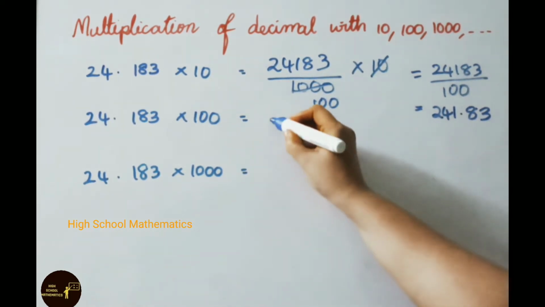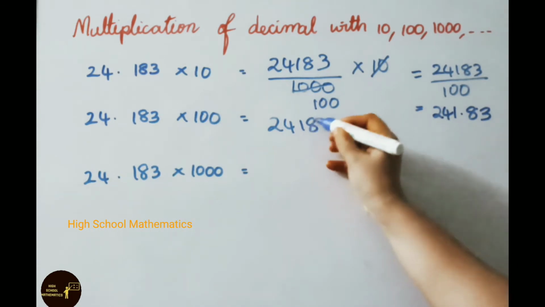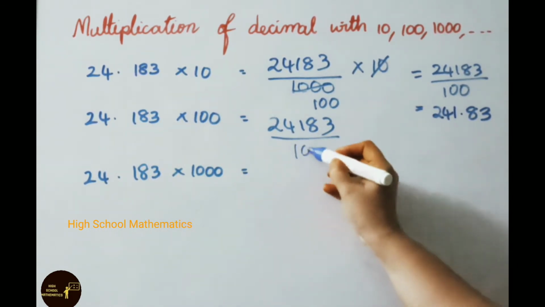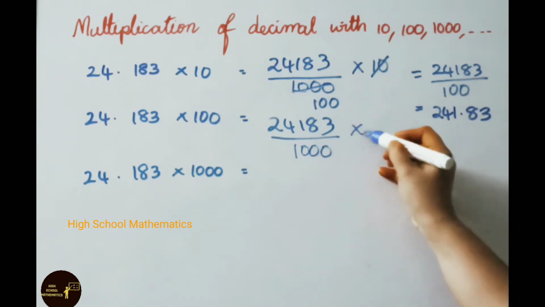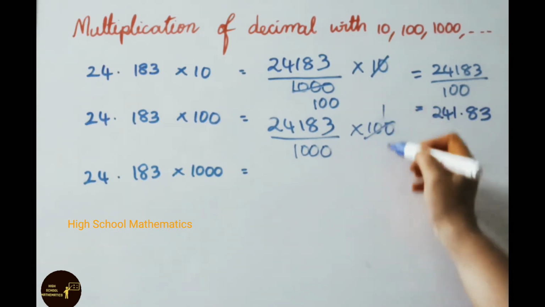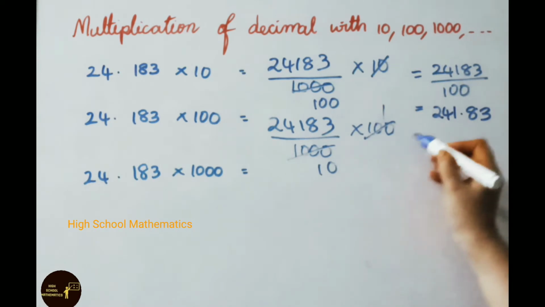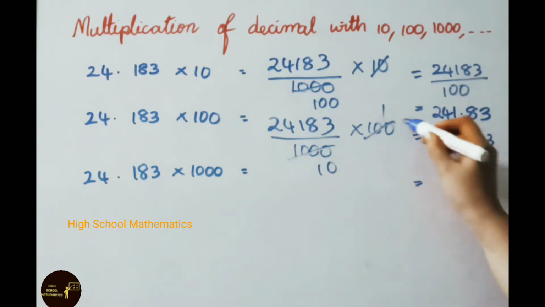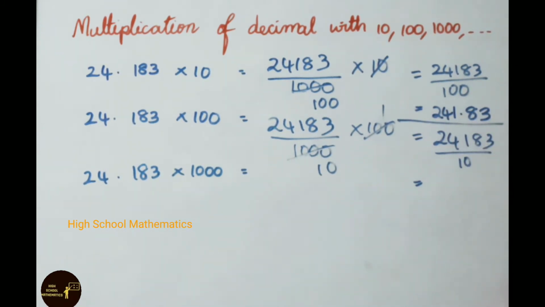See now next example, 24.183 multiplied by 100. So write down numerator 24183 by decimal after 3 digits. So write down denominator by 1000 into 100. 100 ones are 100, 100 tens are 1000. That equals to, write down the numerator 24183 by 10. That equals to, by 10 means 1 digit before we have to place the decimal. So 2418.3 is the answer.